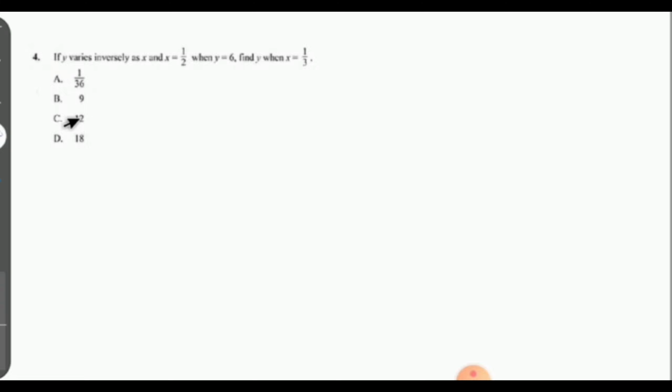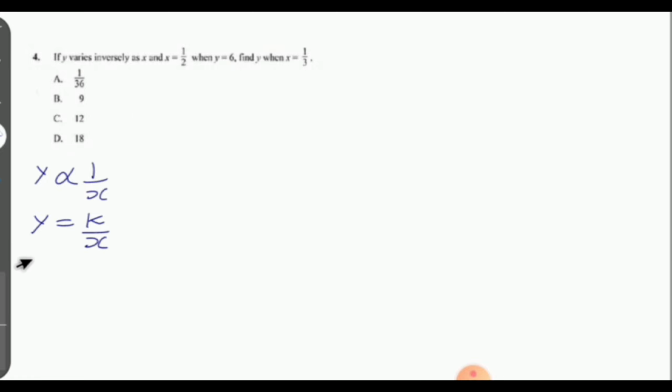Now this next question is an inverse variation question. So we say if y varies inversely as x, it can be written like this: y varies inversely as x. Now if I remove this variation sign, it's going to turn to what? Equal to k. So y equal to k over x. K is a constant. And they said that when y is 6, x is 1 over 2.